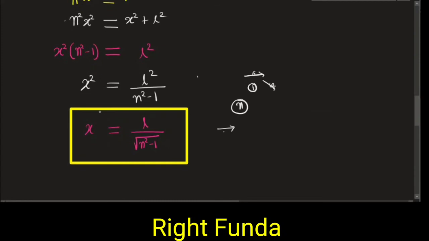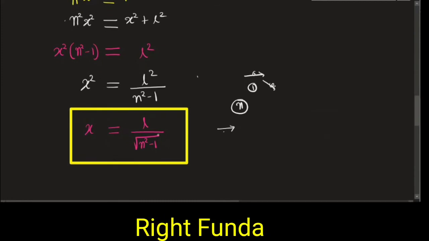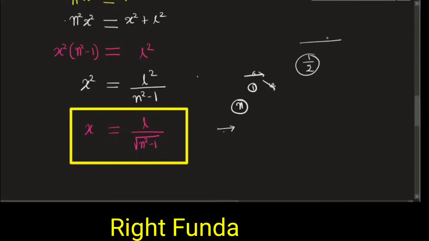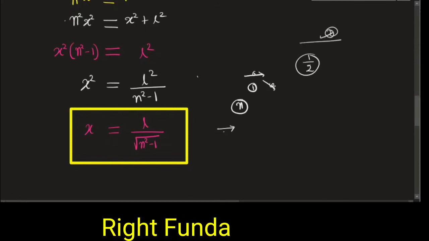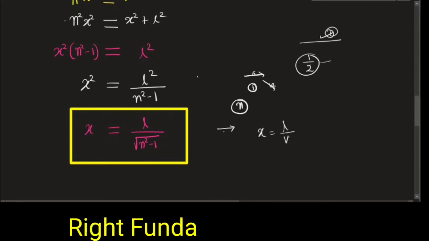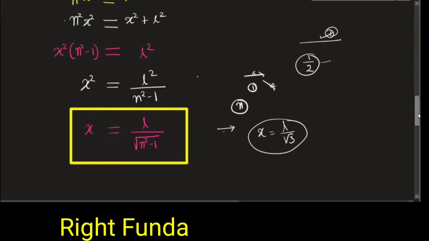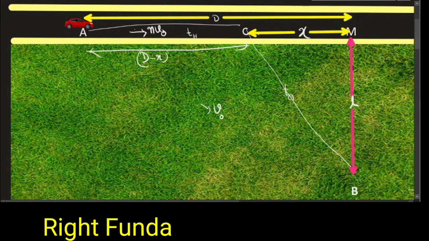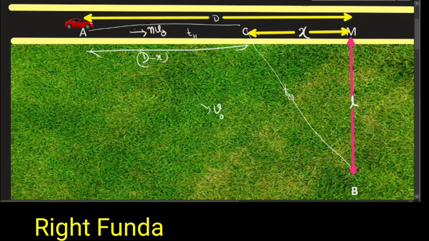So let's take an example. As we calculated, X is equal to L by the square root of (n square minus 1). Suppose the speed in the grass field is half the speed on the highway, or the speed on the highway is double the speed in the field. In this case, where will it take the turn? If I put n equal to 2, n square is 4, minus 1 gives 3. So X comes out to be L by root 3. So the car has to take a turn at a distance L by root 3 from this, so that it will be able to reach in the minimum possible time.